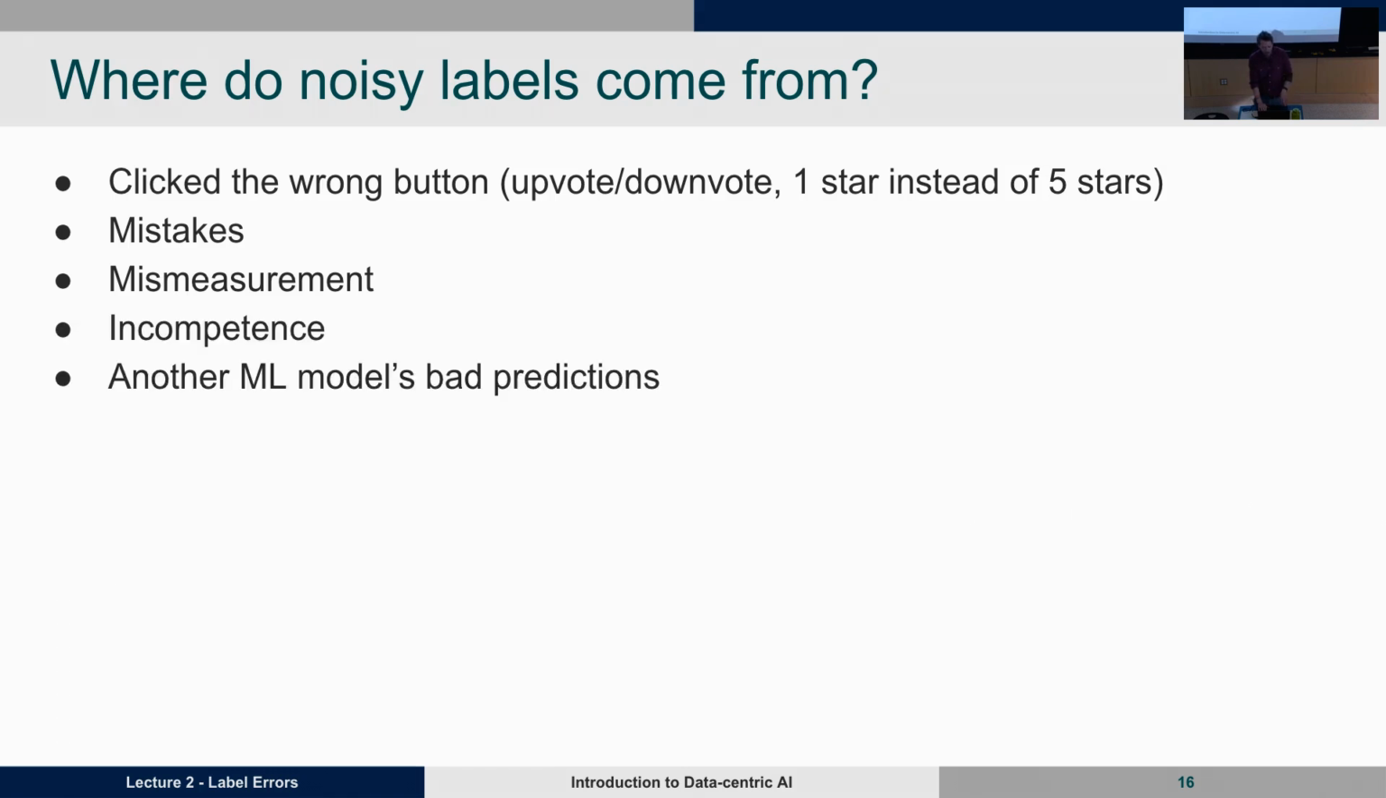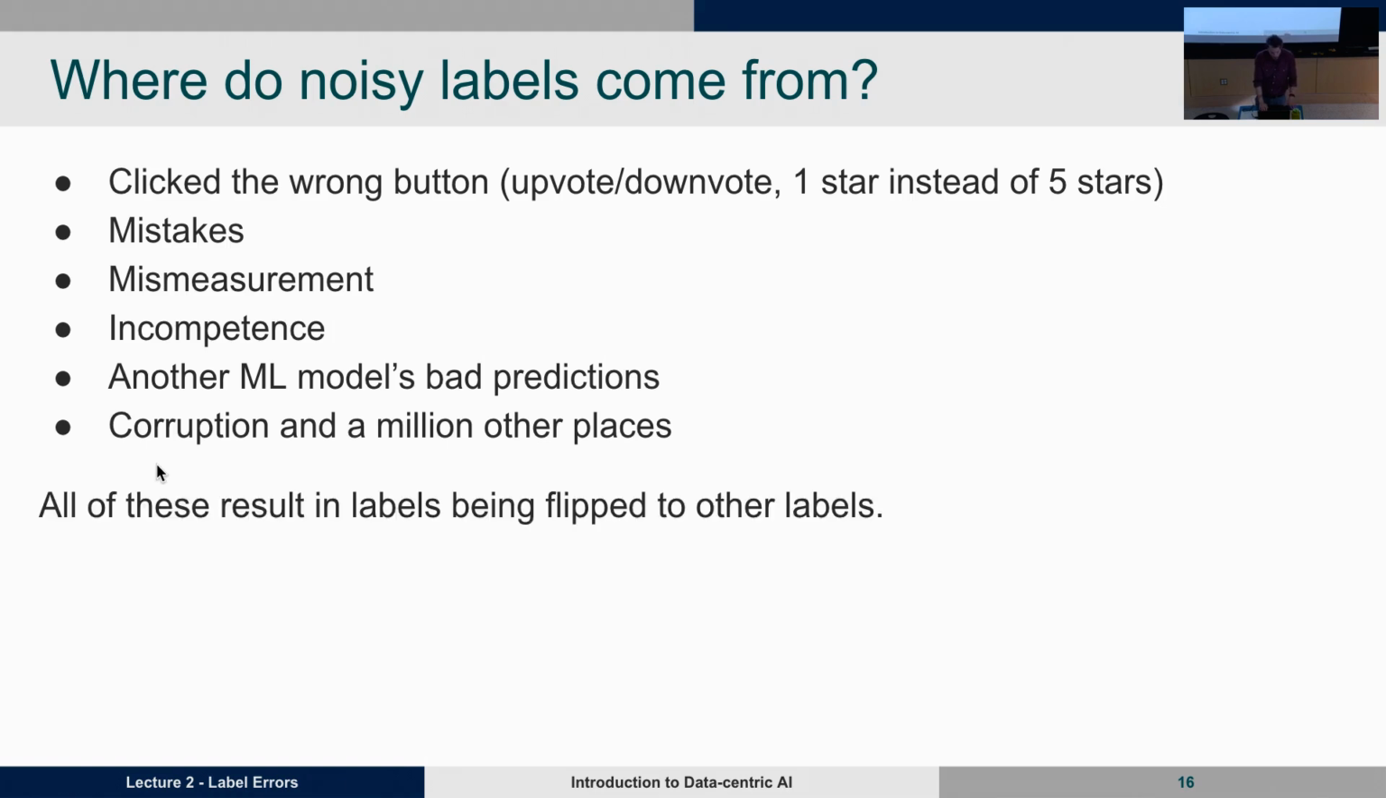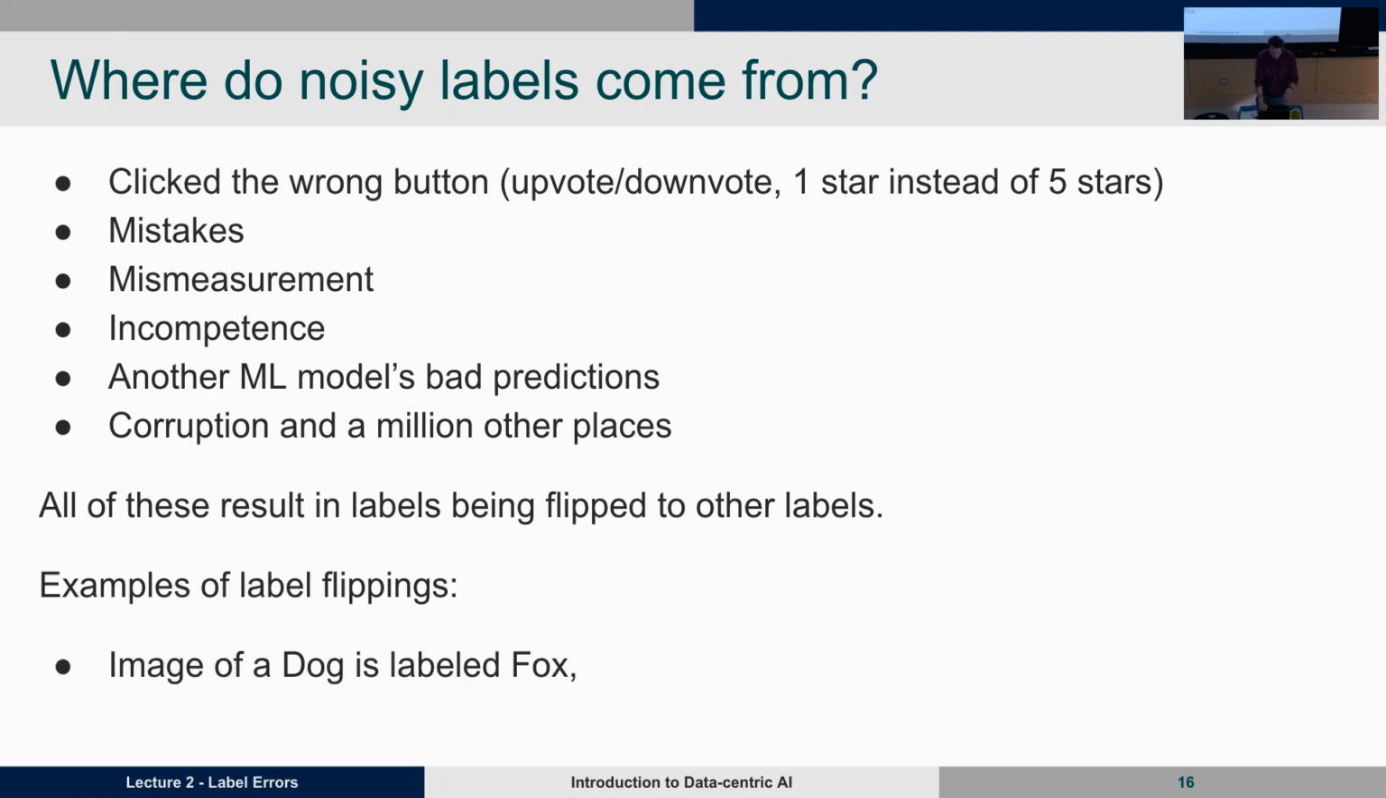Incompetence is an obvious issue. Another machine learning model might be used to predict the labels, and that model itself is not a good model. And then you can just have corruption. There are a lot of ways that can happen. But the result of all of these sources of noise is that you eventually have some image, text, tabular data, or audio file that's labeled the wrong thing. Okay. So that's an example.